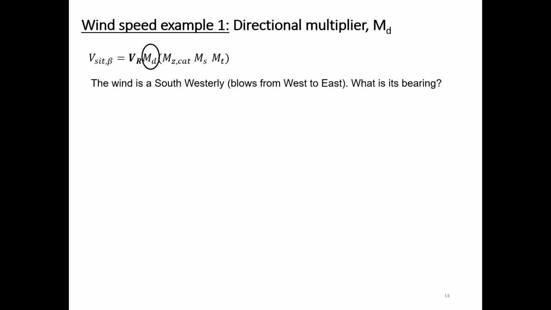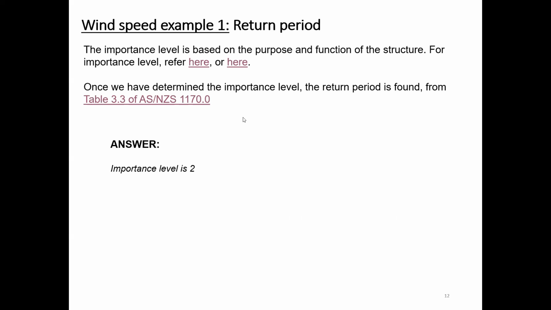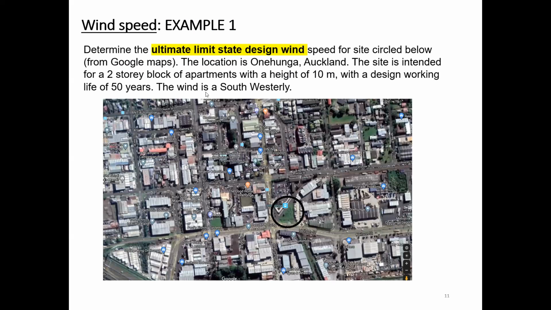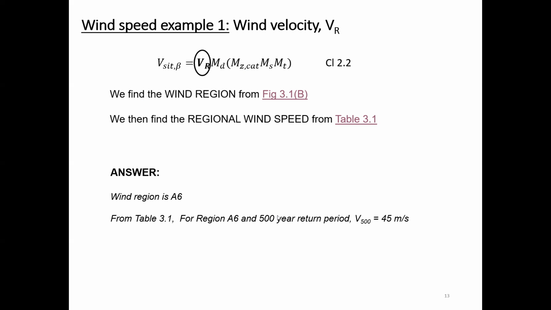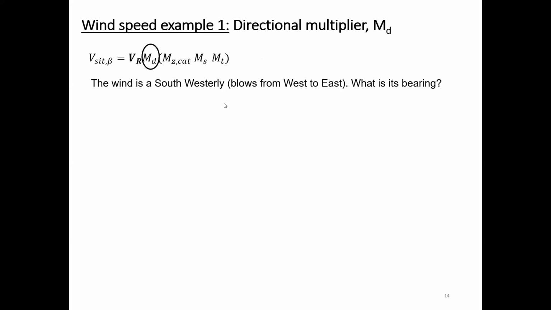Okay, so now let's look at the directional multiplier. We've been told the wind is southwesterly. So let's go back to here. The wind is southwesterly, right? So what does that mean? It's coming from the south and the west, right? It's blowing up in this direction. So imagine the side of the buildings like this, blowing up in this direction. Okay, so what is the bearing if it blows southwesterly? Can anyone tell me what the bearing of that wind is?